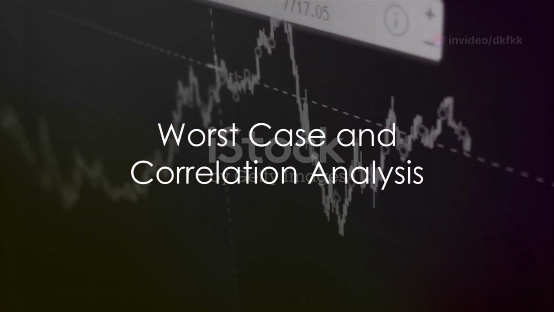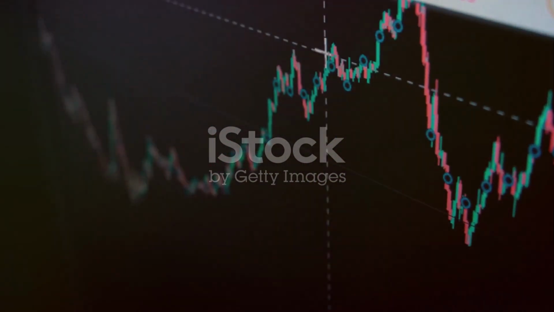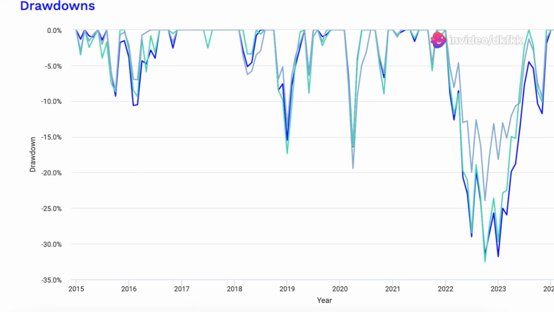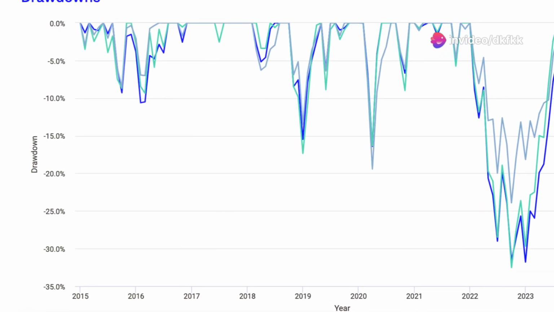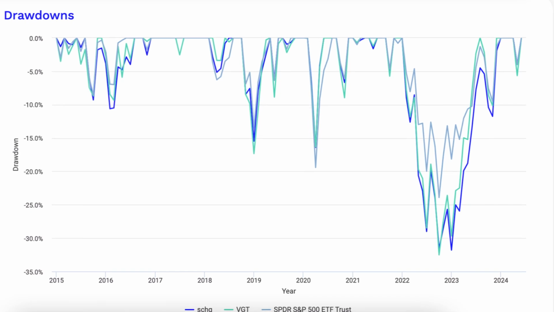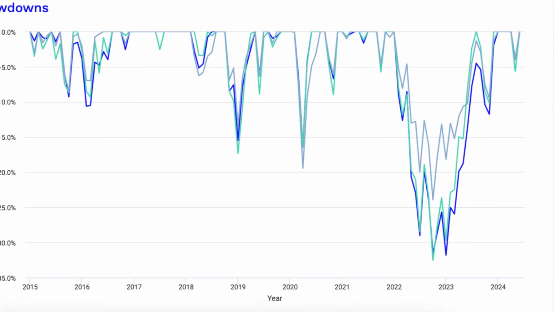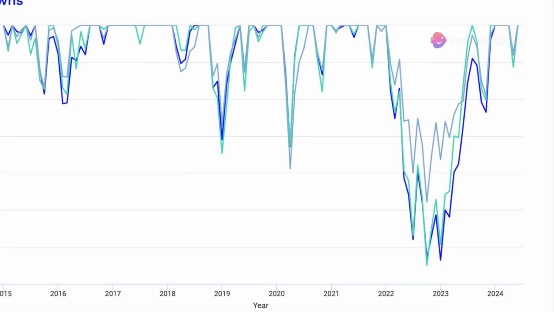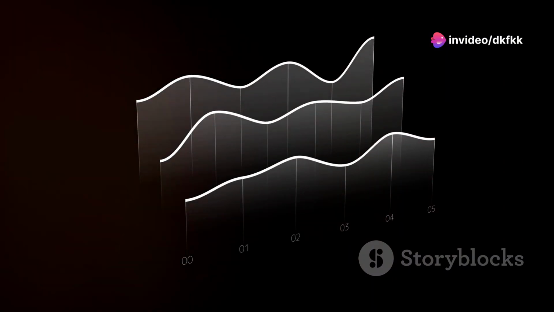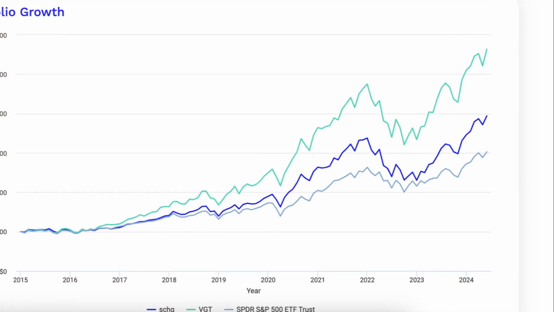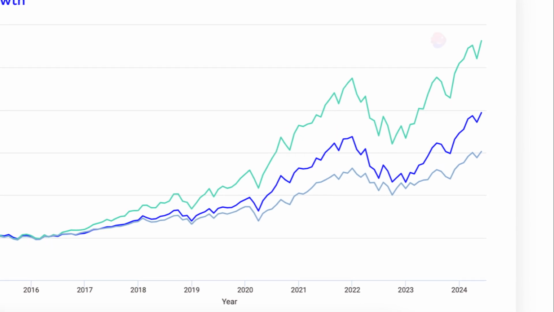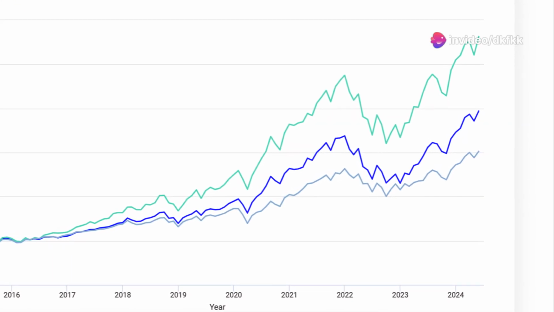Investing isn't just about the good times. How do these ETFs hold up in the worst of times? Let's delve into the darker days of investing by examining the worst year performances and maximum drawdowns for SCHG and VGT. During their worst years, SCHG faced a steep decline of 31.8%, while VGT fared slightly better with a drop of 29.7%. When we look at maximum drawdowns, the figures are quite telling.